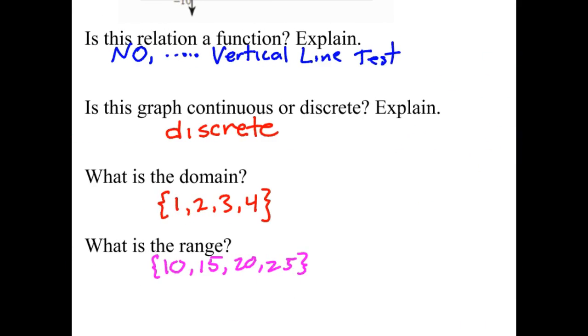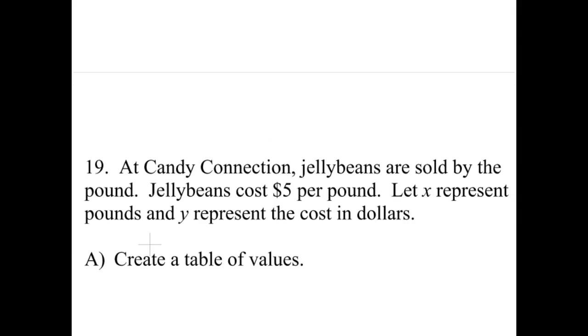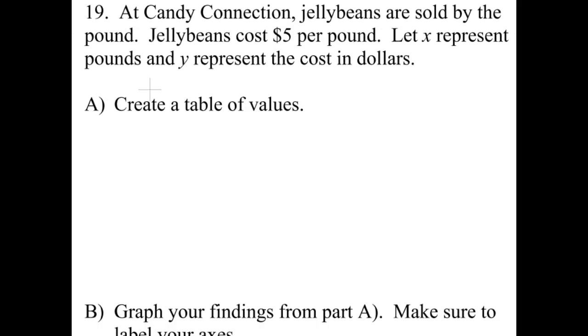Let's go to last page. So your last problem will be like one of these. So Candy Connection, jelly beans are sold by the pound. Jelly beans cost $5 per pound. X represents the pounds and Y represents the dollars. So create a table. All right.